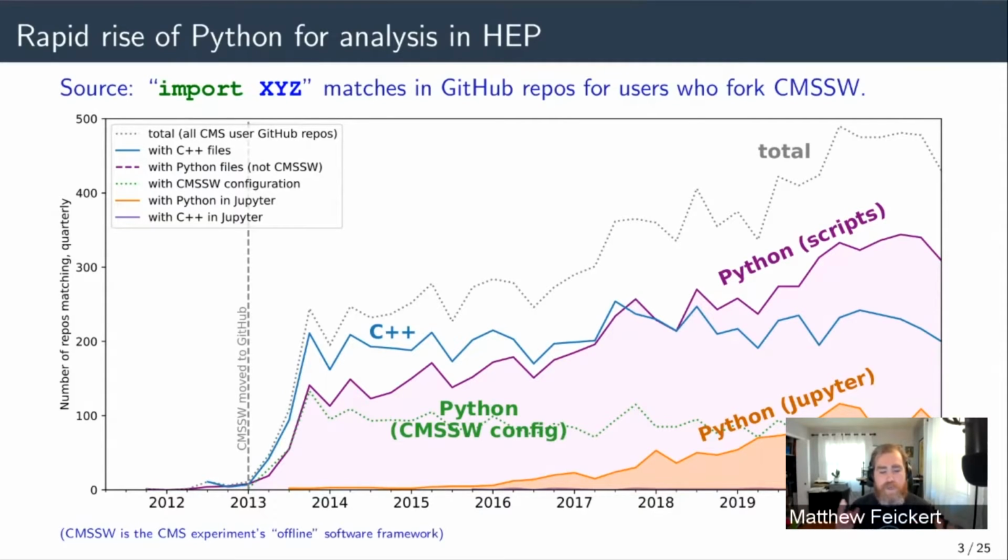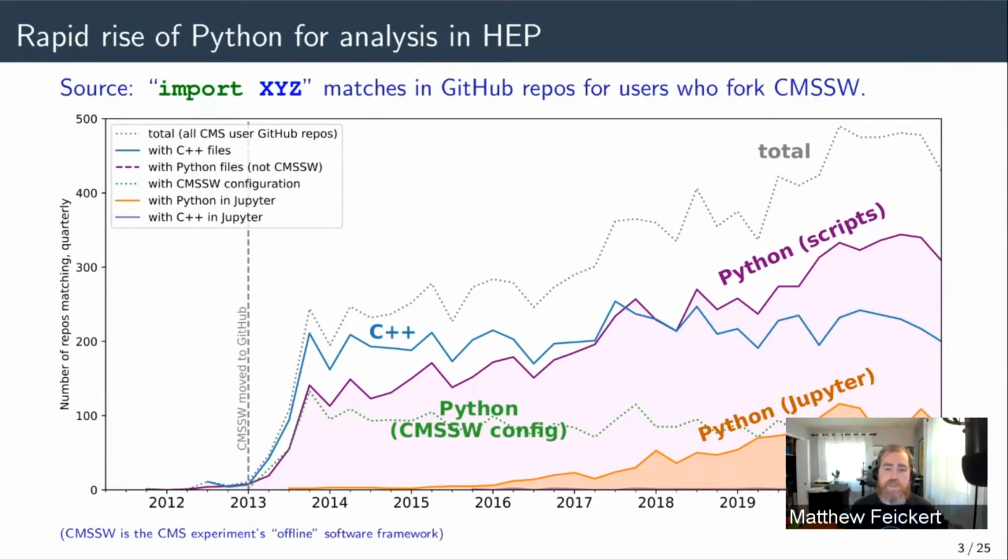So here we're looking at a plot that I'm going to try and walk you through, which is actually a study that Jim Pivarski did, where he looked at the people who had forked a GitHub repository called CMSSW. CMSSW is the open source analysis software framework for the CMS experiment. CMS is one of the 4 main particle physics experiments at CERN's Large Hadron Collider. And so you have thousands of physicists who are all working and contributing to this.